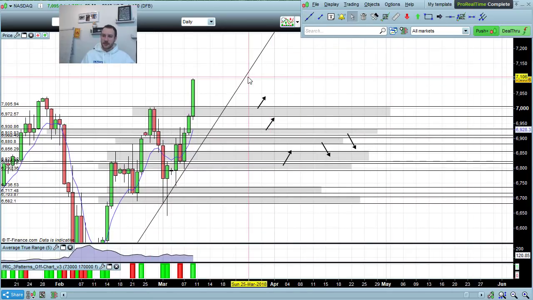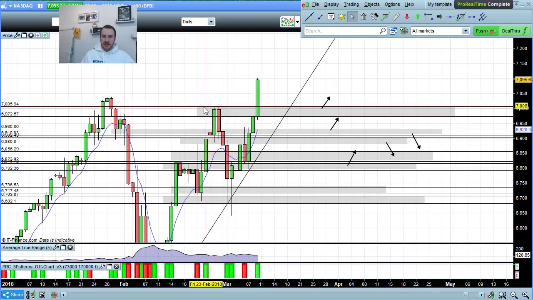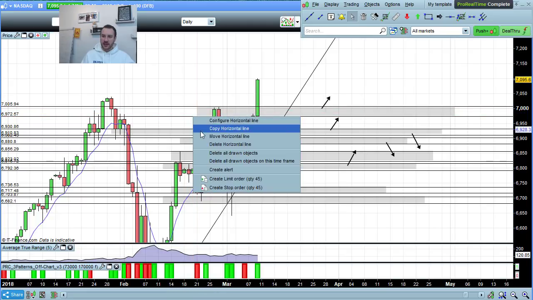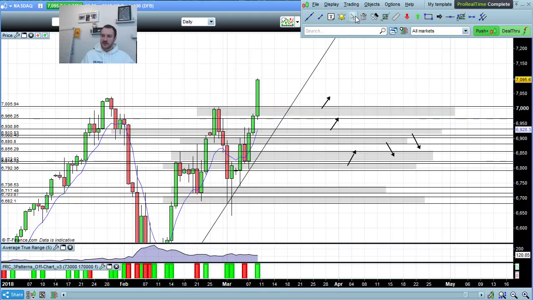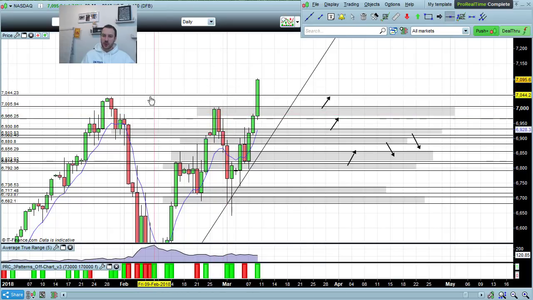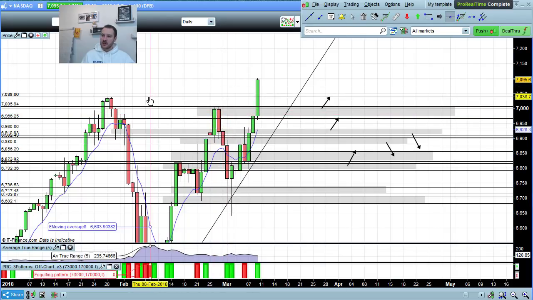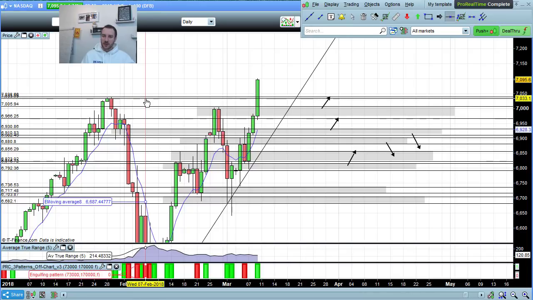The zones, let's have a little bit of a look here. So this one is still pretty good, 7,005. We could bring it down ever so slightly to 6,966. Now the reason for that is, on the Friday we had a little spike down, testing the level and confirming a potential area of support. We also have the all-time highs, 7,038. Don't want to make it too big a zone really here, 7,033.